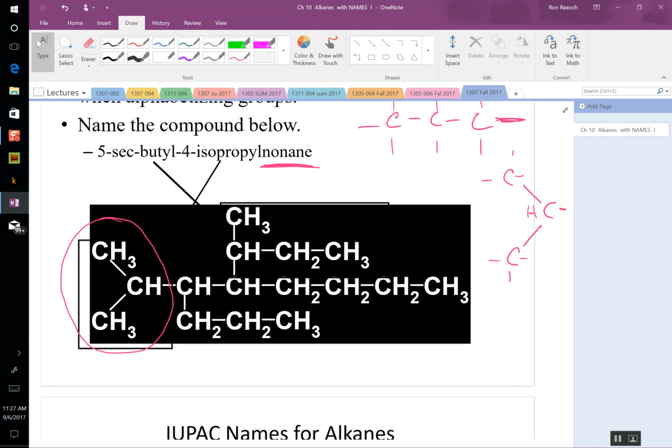So let's see if this one is 1. 1, 2, 3, 4, 5. That would make this carbon number 5. 1, 2, 3, 4. You see, I'm getting to this substituent by the 4th carbon. So this is carbon number 1. All right, there is a particular end to start with, and it's the end closest to the first substituent.